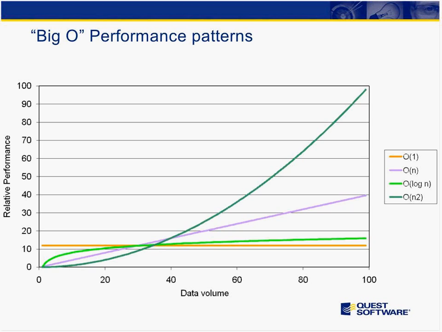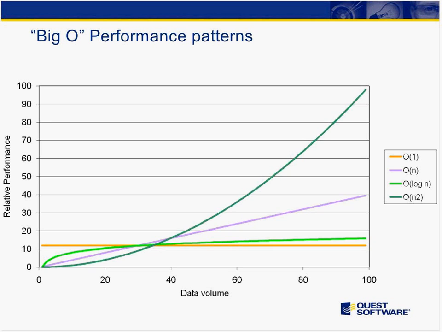Big O performance patterns. You may or may not have heard of this terminology. Big O regards how a computer algorithm will vary in performance based on the amount of data that it has. We see several patterns represented here.